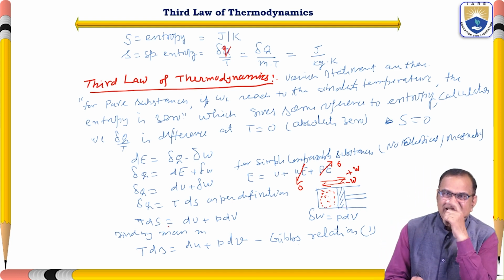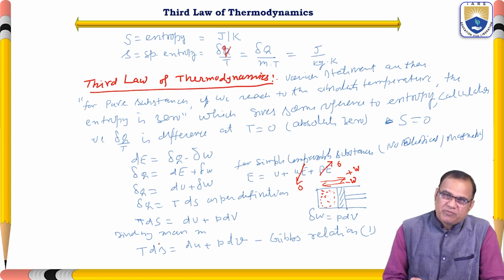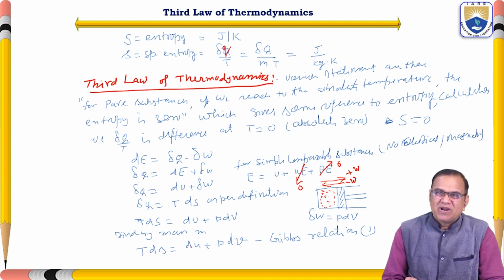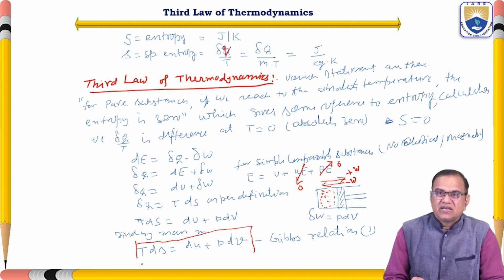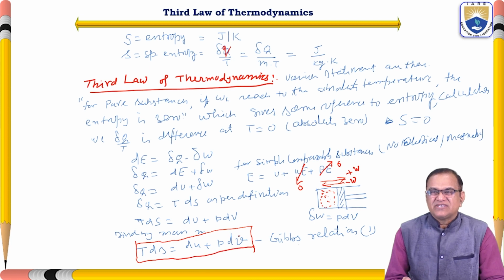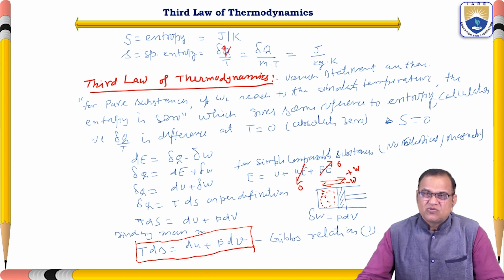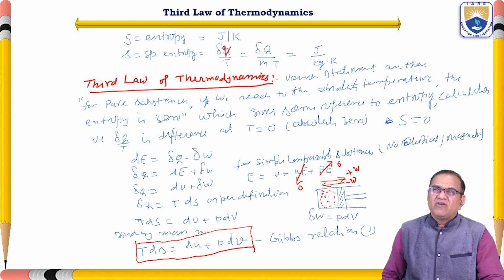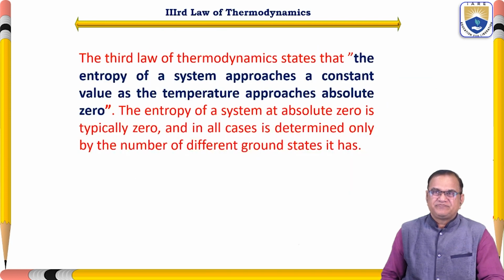If we divide by m, we get dS by m, U by m, V by m, so we all get specific quantities. So T into small ds is equal to small du plus P into specific volume dv. This is called the Gibbs relation. So TdS is equal to dU plus PdV. This is a very good relation that we have got.